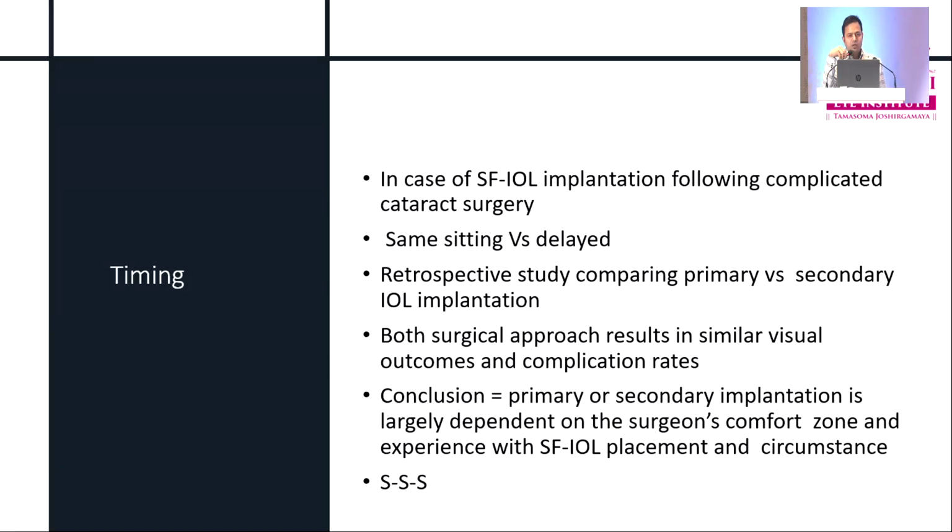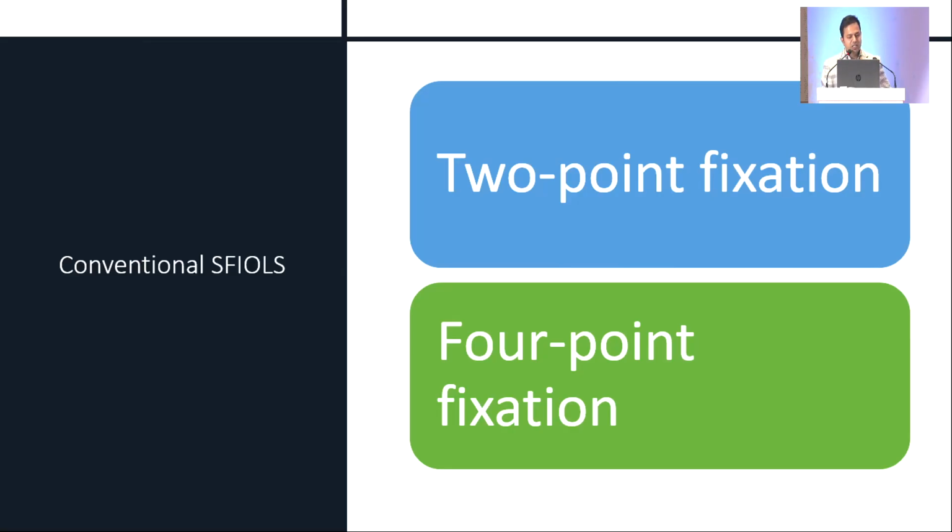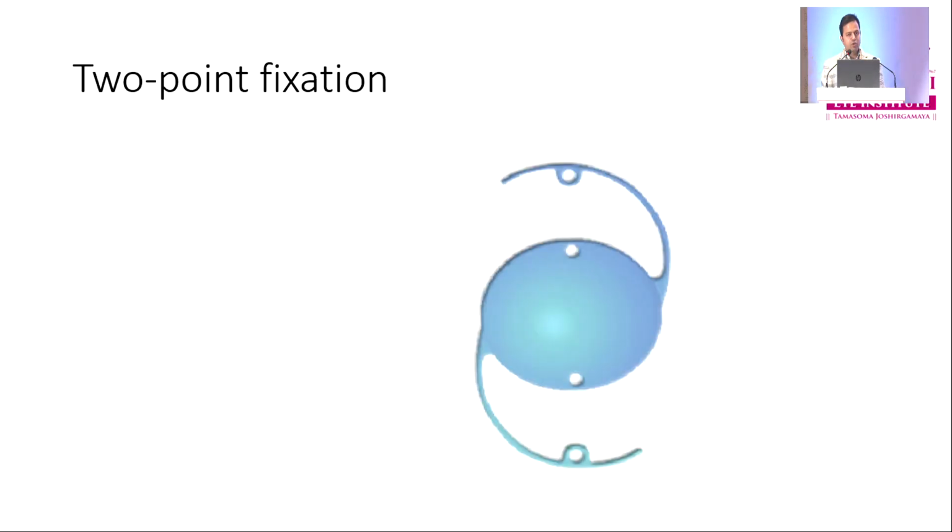If things are going out of your hand as a cataract surgeon, triple S is the technique to follow. Triple S means stop, suture, and then send, that is, you can refer. Stop at that time, don't fish, don't try to do anything you are not comfortable with, and then you can send the patient. If the sulcus is available, obviously it is the ideal choice, but if it is not there, then the conventional 2-point or 4-point fixation comes to our rescue.